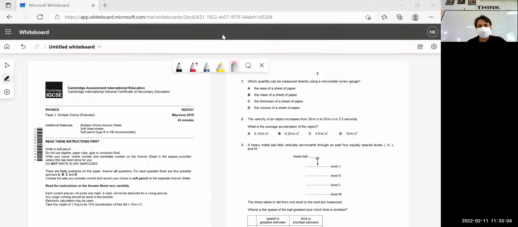Hello children. Today we are going to solve IGCSE past year 2019 board paper, May-June. Paper code is 0625/21. This is paper 2, multiple choice and extended. Let us begin from question number 1.